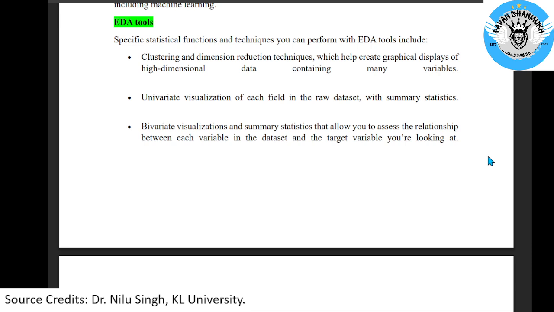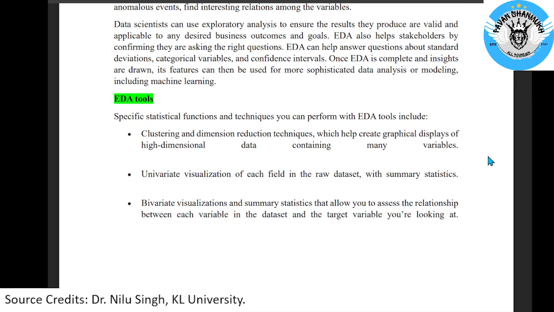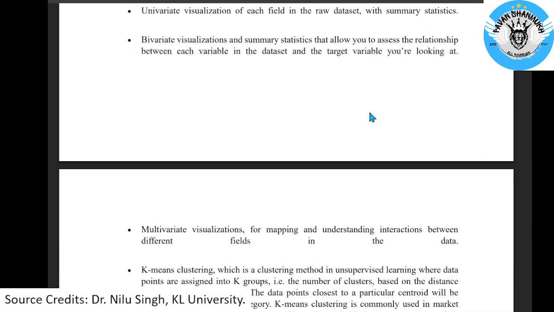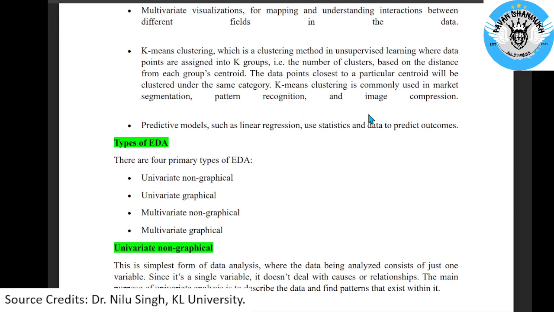And in univariate, we have univariate visualization of each field in the raw data with summary statistics. Just univariate might be like creating a columnar database kind of thing. Okay. Then we have multivariate visualizations for mapping and understanding interactions between the different fields in the data.